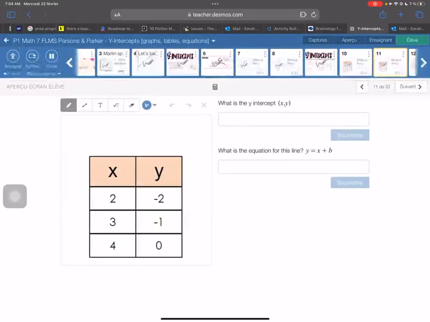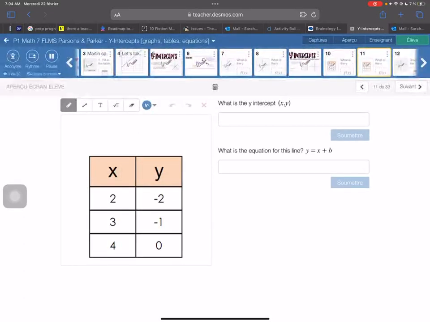Let's try one more example. This is going to be with negative numbers, and then I'm going to leave you guys to your work. So remember, my y-intercept will be at x equals 0. I need to create a new point. I want to figure out what this number is on the right-hand side.